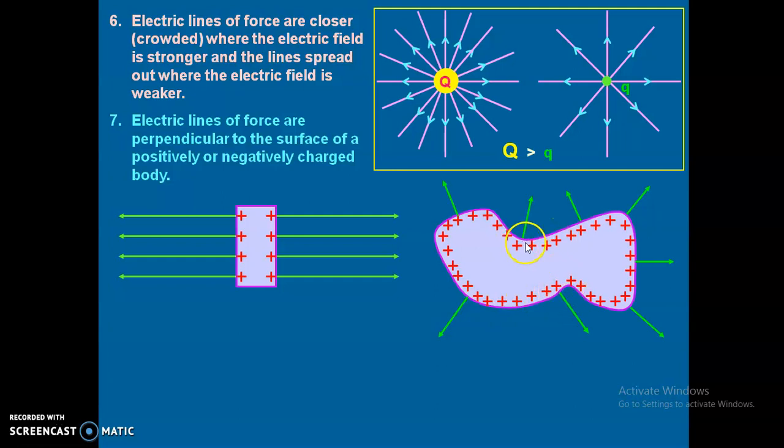How can we check that perpendicular condition? If we draw the tangent here at this particular curve, then this field line will be perpendicular to that tangent everywhere.